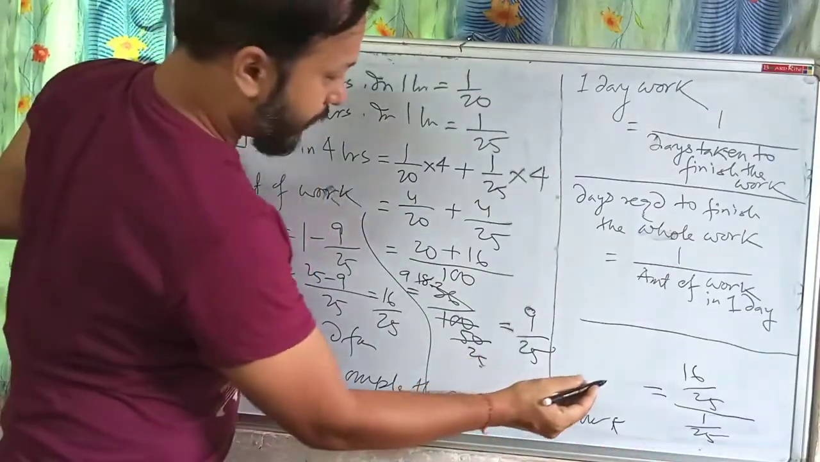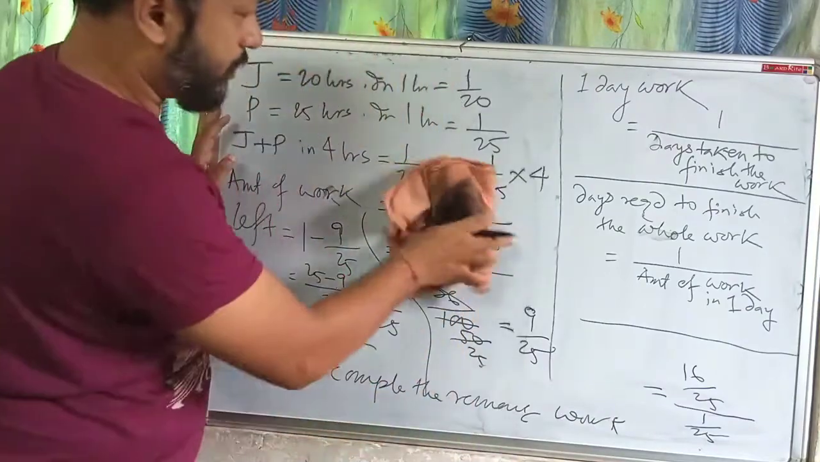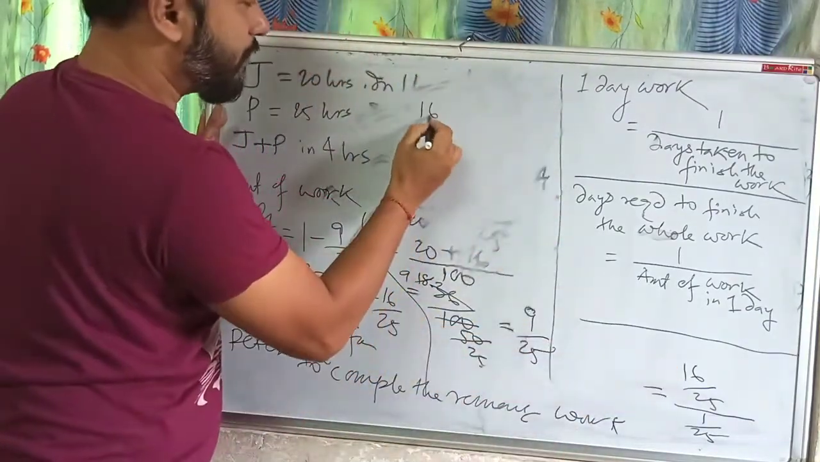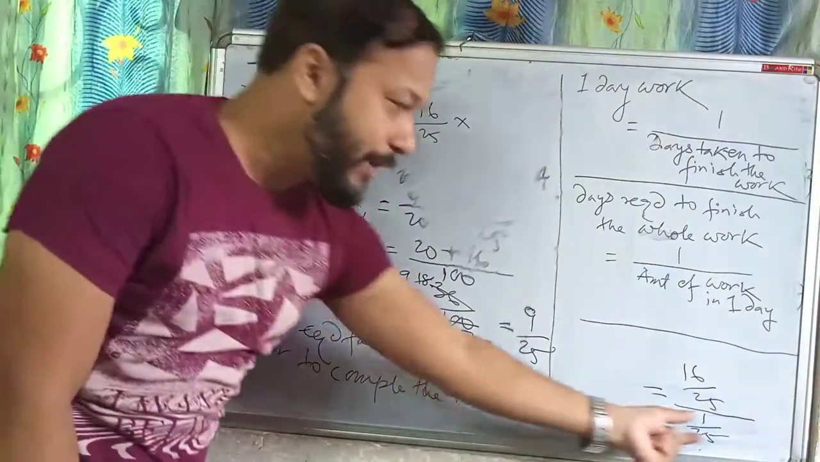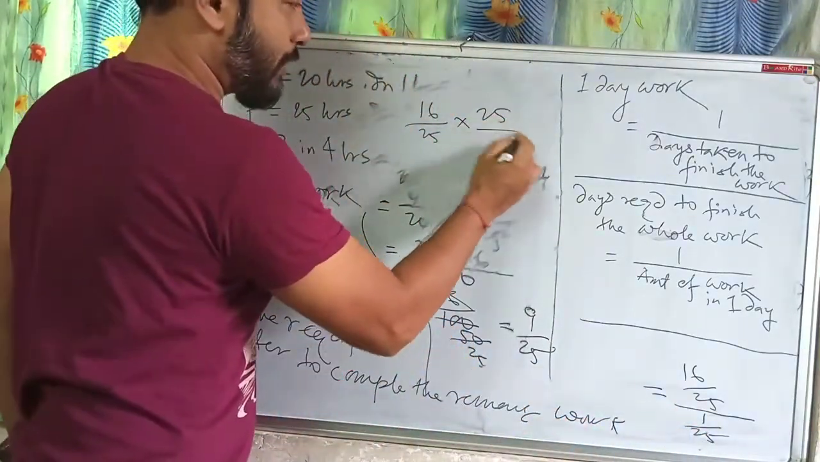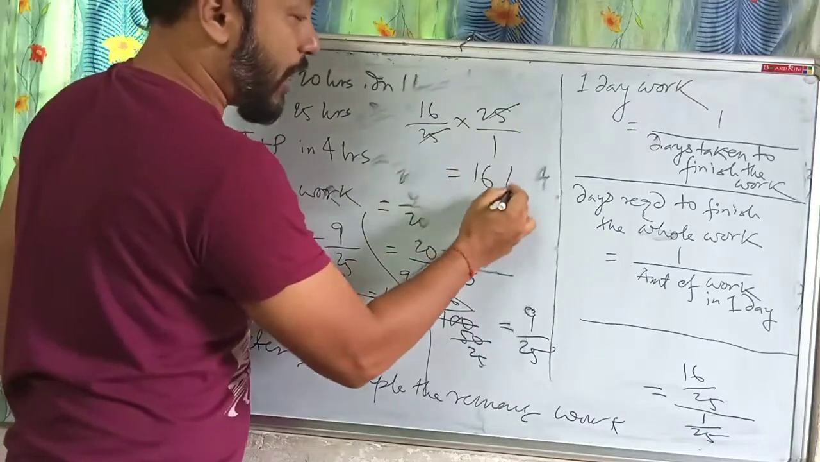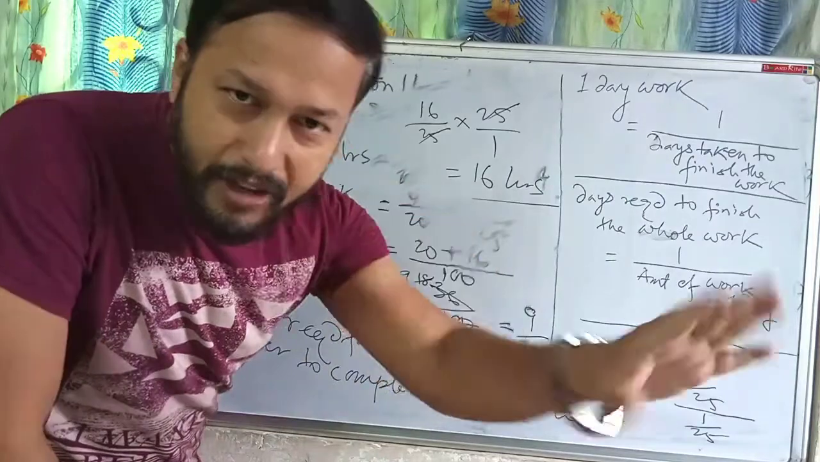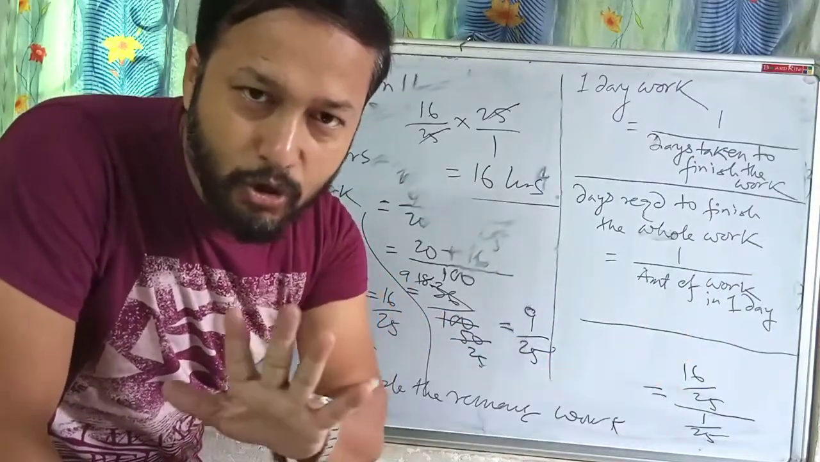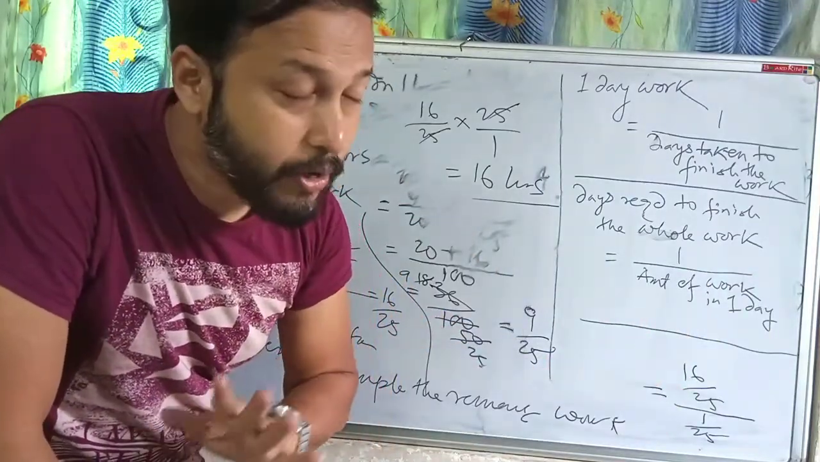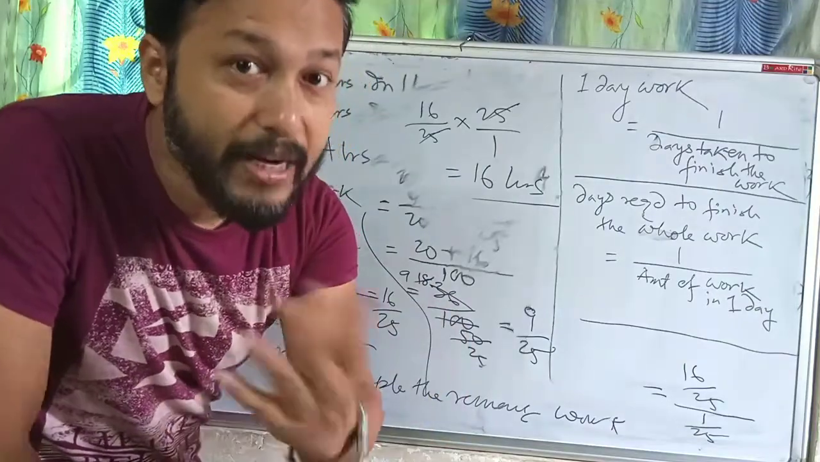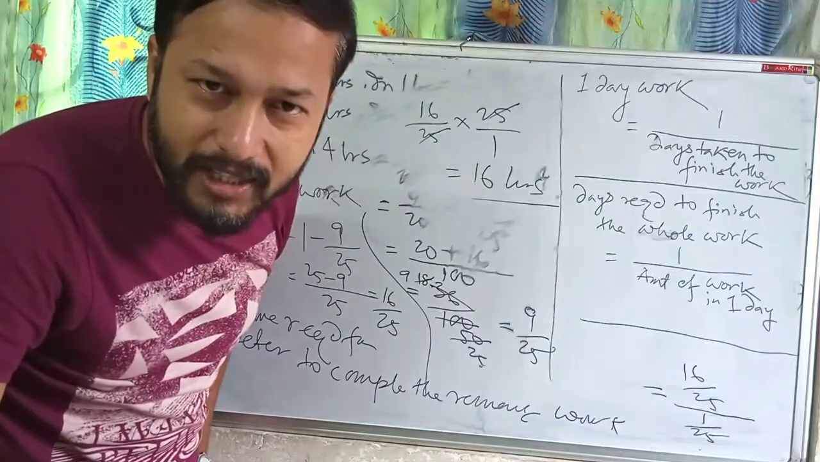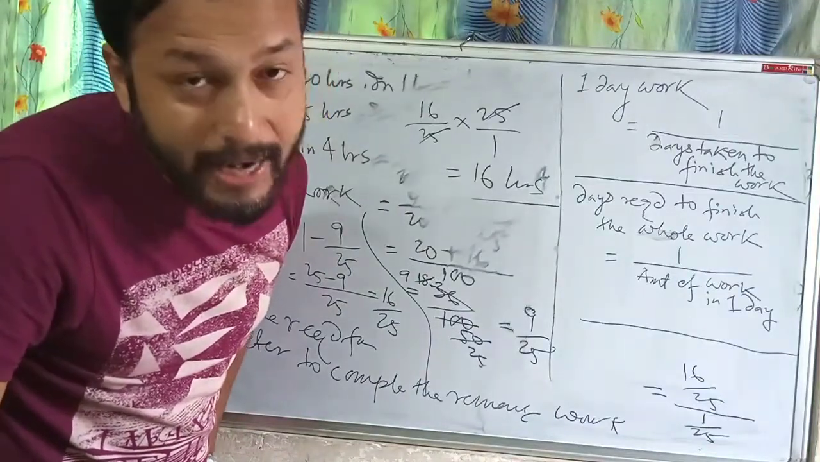Got it? Now you have to do the reciprocal of this. Let us do it. Okay, I am doing it. 16 by 25 into, this will be reciprocal, 25 by 1. 25 cancel, so 16 hours. So after 4 hours, if Joseph left the work and Peter is doing it alone, how many hours does Peter require to finish the remaining work? 16 hours. Okay, this is the technique. Try to understand. Okay, I will show you another problem.